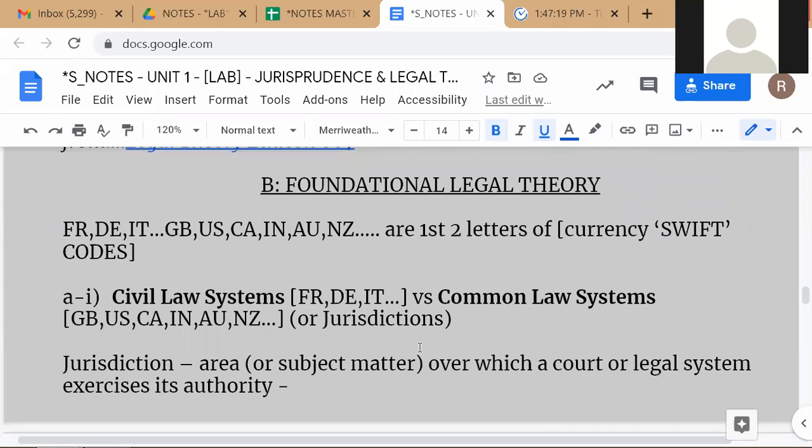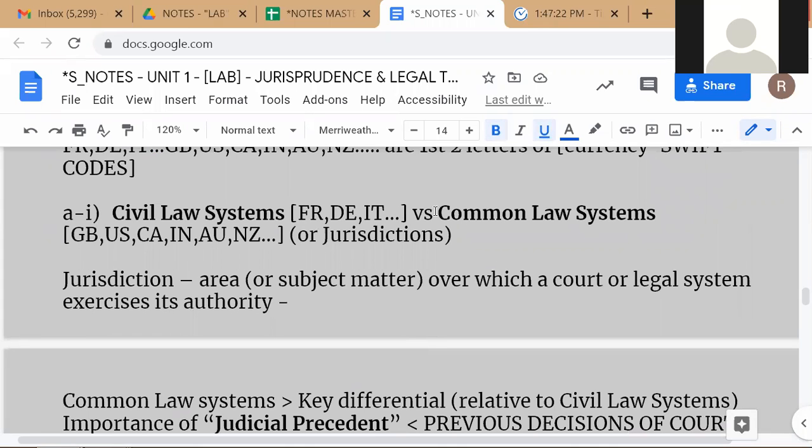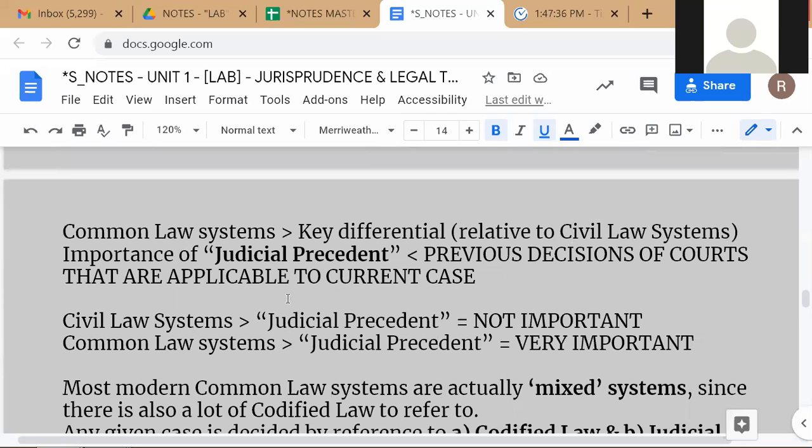When common law systems first evolved, the pure common law system as it evolved in England, before they got a parliament, there was not even any codified law in England. So this evolved as a pure common law system, which is basically completely based on the previous decisions of the courts. And this has spread to all the English colonies, like I mentioned, Australia, Canada, US, India, etc.